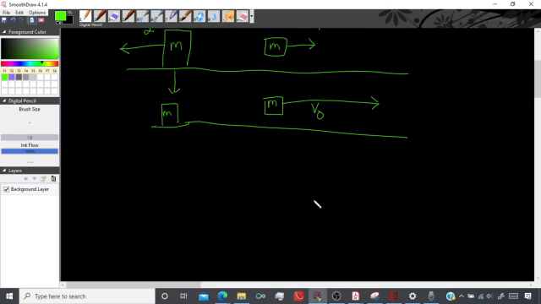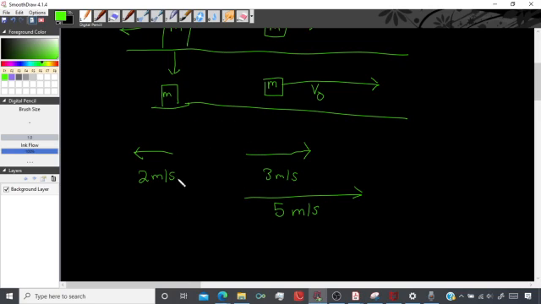An example of a real life situation is if someone was running this way at 2 meters per second and someone was running this way at 3 meters per second. Someone in the stationary reference frame would see that this person's going at 2 meters per second to the left, and this person's going at 3 meters per second to the right. But the person here would see the person running to the right as going at 5 meters per second. So that would be their relative speed. So back to the problem. 2 plus 3 is 5.